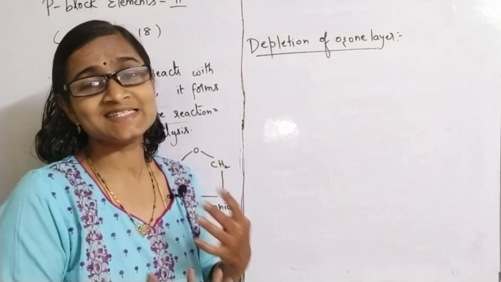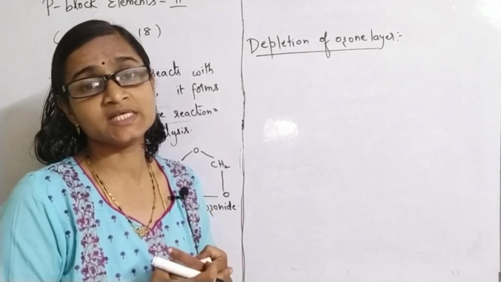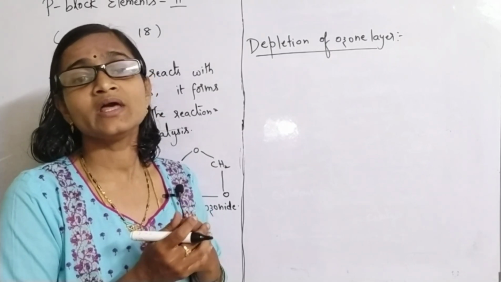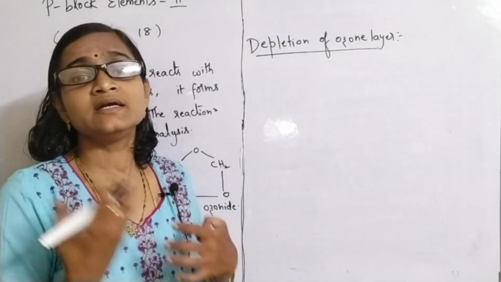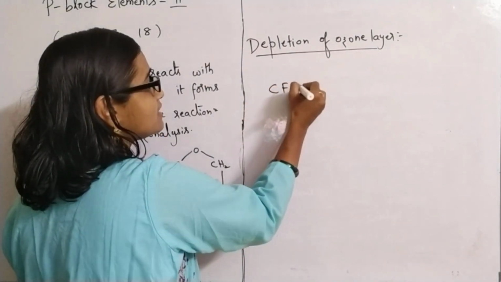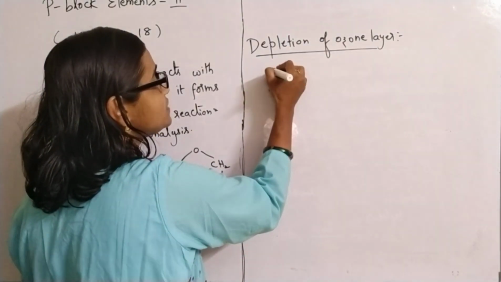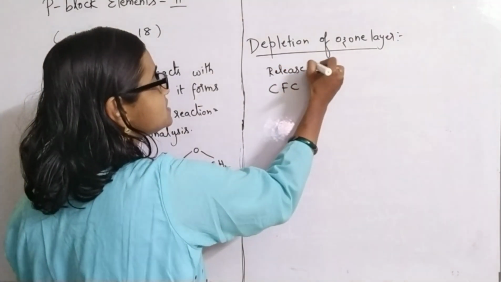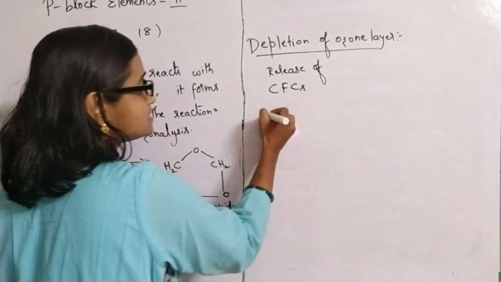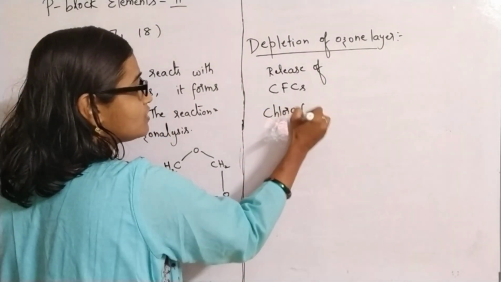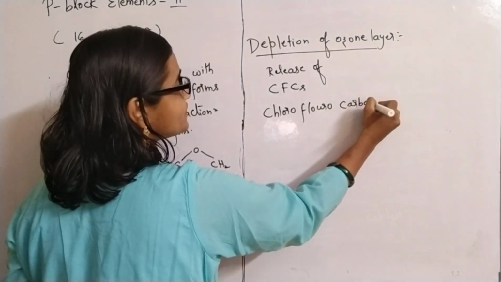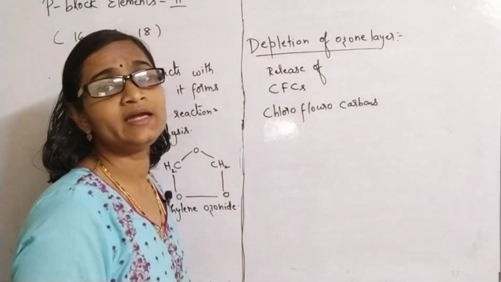We are using ACs and fridges. From all these electrical appliances, they release certain poisonous substances called CFCs. Release of CFCs into the atmosphere. What are CFCs? Chlorofluorocarbons. Because of the release of CFCs into the atmosphere, the ozone layer is getting depleted.